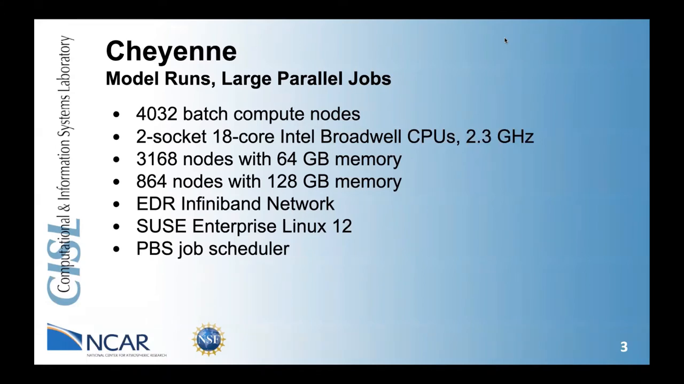All 4,000 of these nodes are connected by a pretty high-speed network. InfiniBand is the technology that allows large parallel jobs to run efficiently using hundreds or thousands of nodes. It's a Linux-based system, and SUSE Enterprise Linux 12 is the precise version. Not that that matters too much to you, but it's worth pointing out that the Linux on Cheyenne is not necessarily identical to the Linux on our other systems, so you need to be aware that there are differences. Jobs on the Cheyenne system are scheduled by the PBS job scheduler, and we'll talk a little bit about some basic PBS commands in a bit.